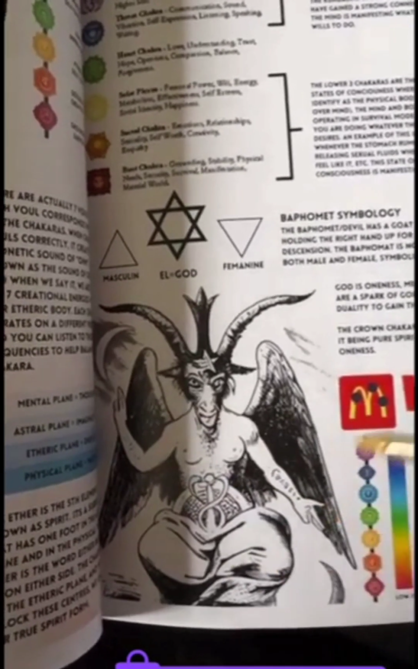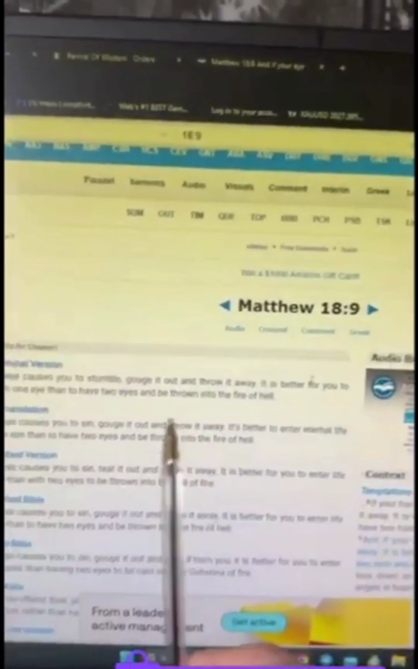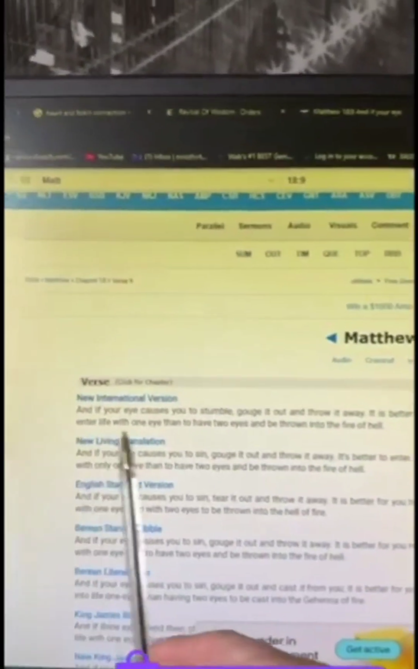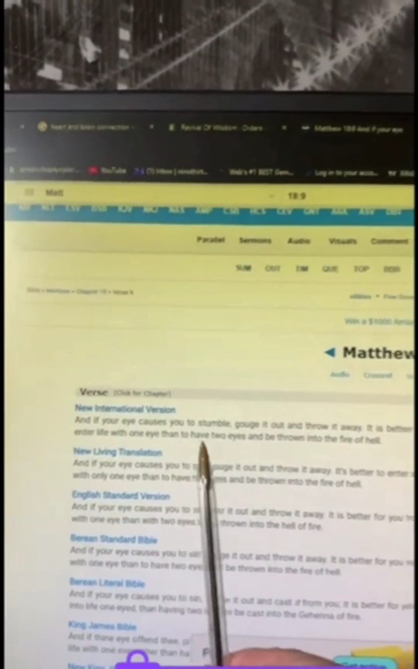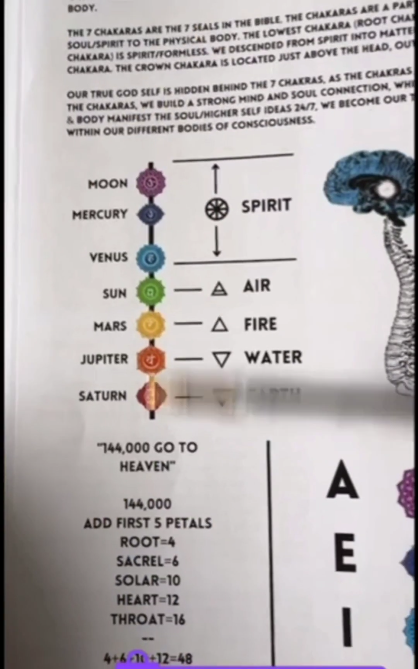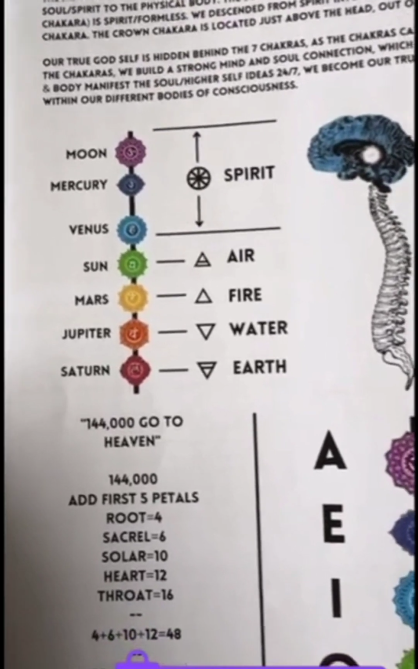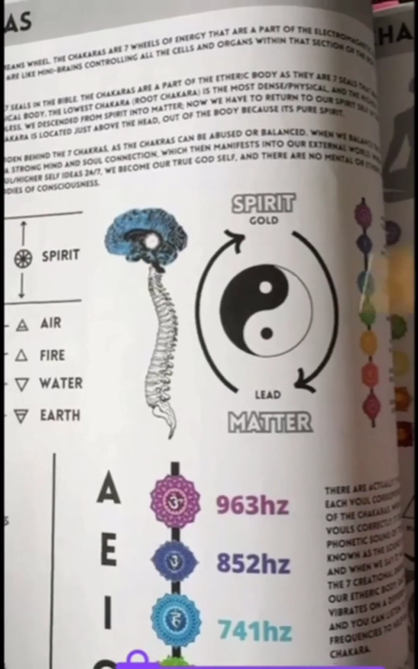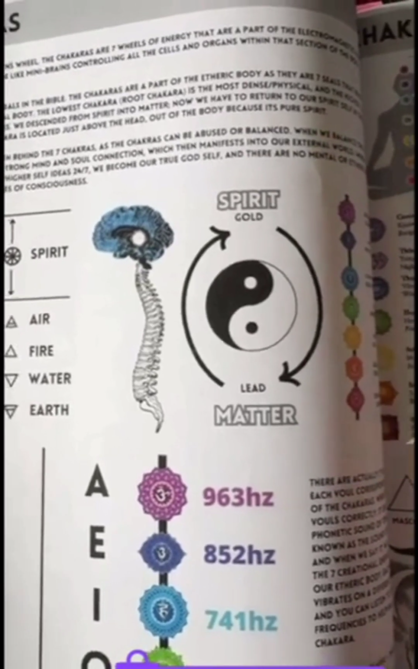Up and down, representing division. Matthew 18:9. It is better for you to enter life with 1 eye than to have 2 eyes and be thrown into the fire of hell. We need to balance the 2 hemispheres of the brain, balance the 7 energetic vortexes along our spine, and balance our spiritual and physical side of our beings.